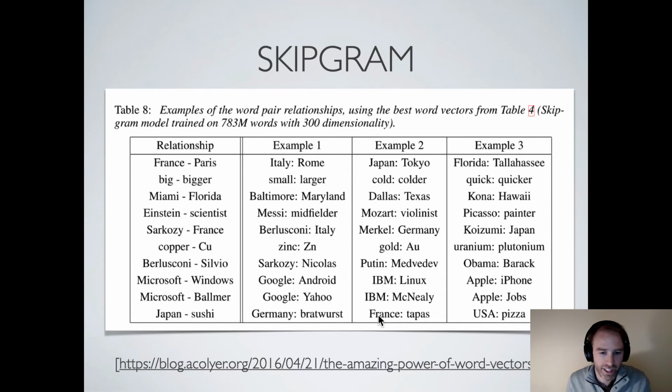So it's not magic. It's not something that works perfectly in all cases. But nevertheless, you see that you obtain something which is quite close to what you would expect. When you ask, sushi is to Japan what tapas is to, you could get anything. You could get Putin, you could get Baltimore, you could get Obama, but no, from France you get tapas.